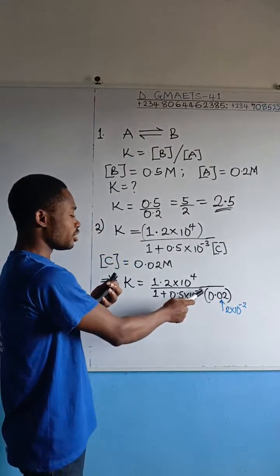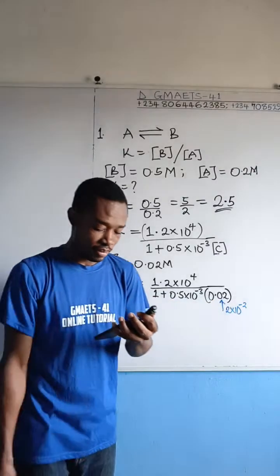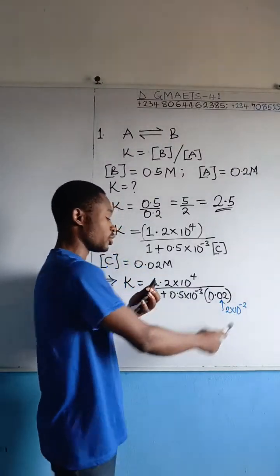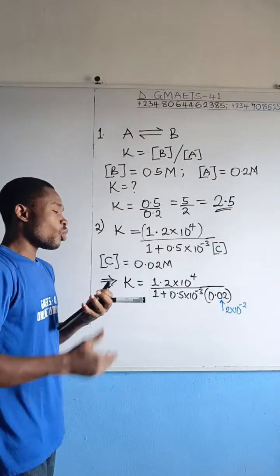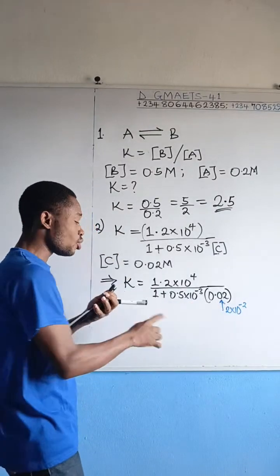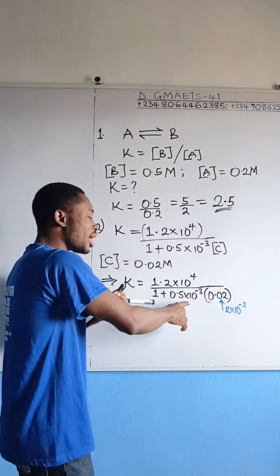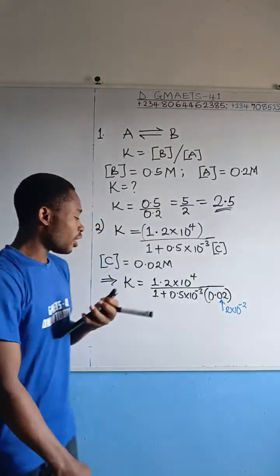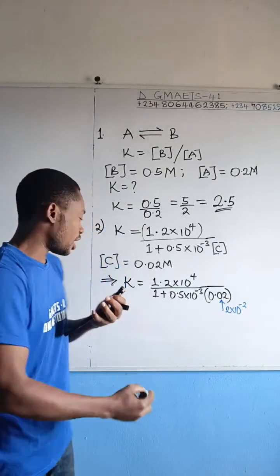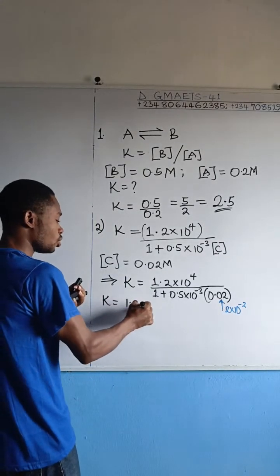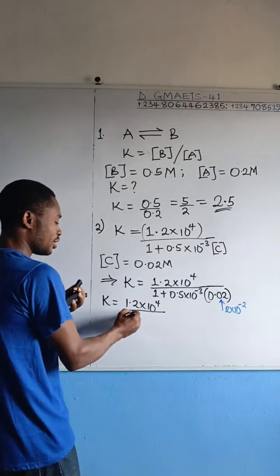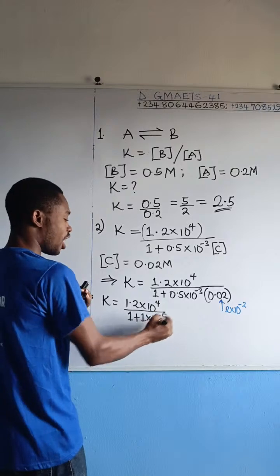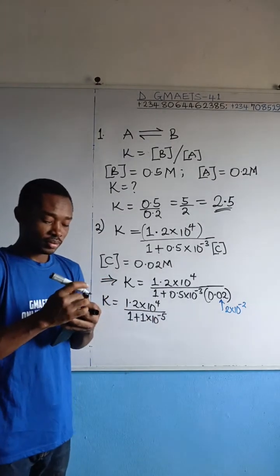So this 10 raised to power minus 3 times 10 raised to power minus 2, you have 10 as the base. Pick one of the 10s and add their powers. If you add minus 3 to minus 2, you're going to get minus 5. So what I'm saying in essence is this denominator is actually 1 plus 1 times 10 raised to power minus 5. I repeat, 1 plus 1 times 10 raised to power minus 5. So K is equal to 1.2 times 10 to the power of 4 divided by 1 plus 1 times 10 to the power of minus 5. This is cool, right?